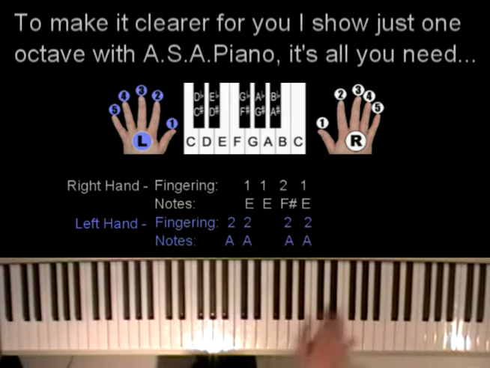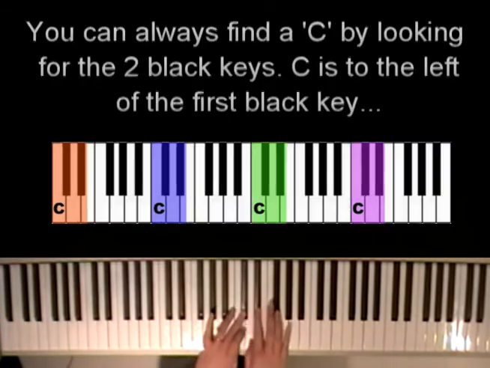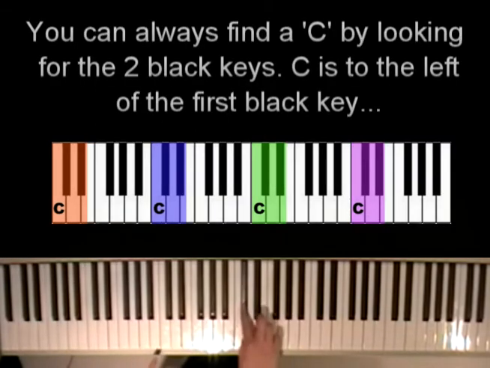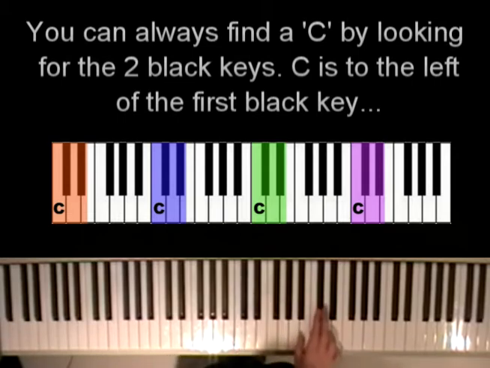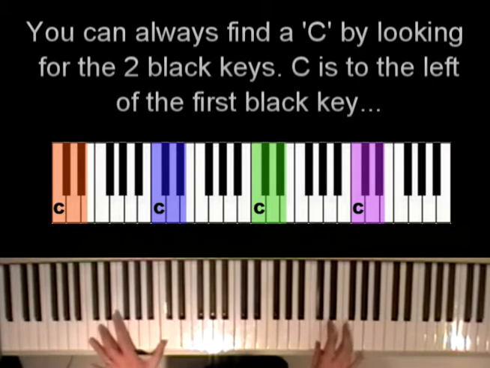Another way to look at it is if you use C's as your kind of referral notes. If you look at the black notes, the set of 2, the first black note, just down from this to the left is C, and this will happen every time. So if you go up, first black note, if you come down, you've got another C. Again, this will help you find notes.